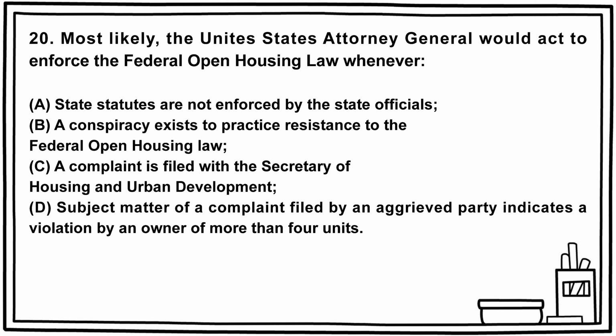20. Most likely, the United States Attorney General would act to enforce the federal open housing law whenever: A. State statutes are not enforced by the state officials. B. A conspiracy exists to practice resistance to the federal open housing law. C. A complaint is filed with the Secretary of Housing and Urban Development. D. Subject matter of a complaint filed by an aggrieved party indicates a violation by an owner of more than 4 units.